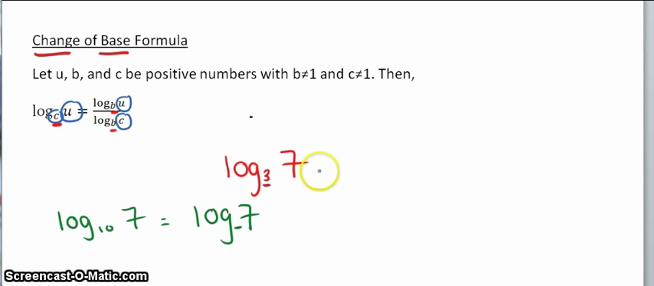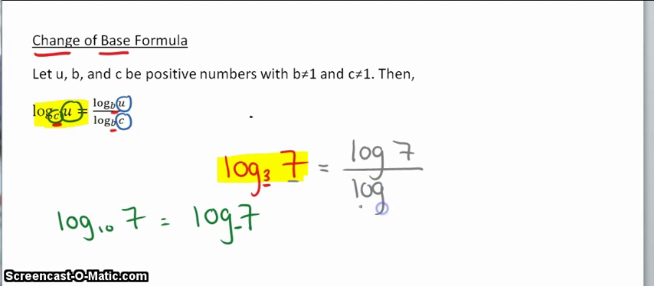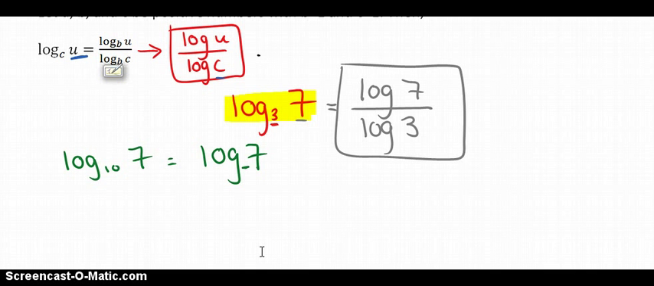So let me explain how you would actually change this red formula here. This is our original problem, and in order to change that, you'd have to take a new base, which we always assume is just log base 10, which we just read as log, and we plug in u on top. So from our original problem, u would be 7. And then you divide that by log of our original base, or c, which was 3. Now that we got that, our last step would be to figure out what this is as a number, so to plug it into our calculator.